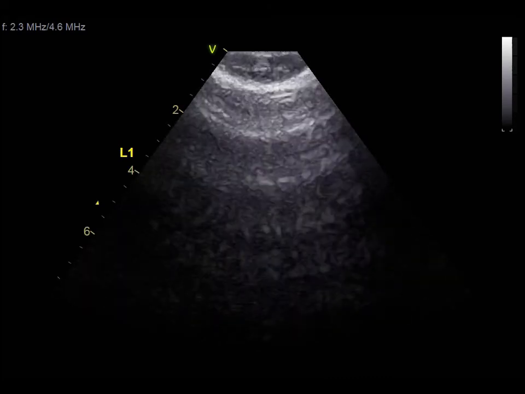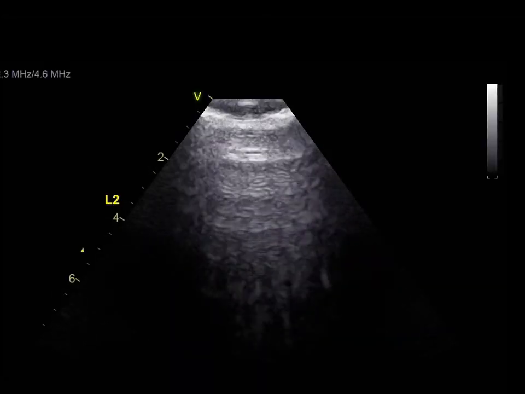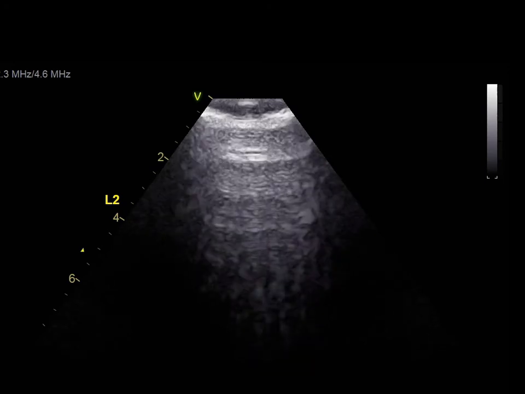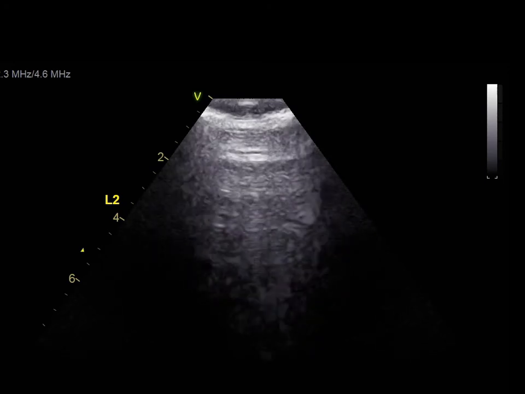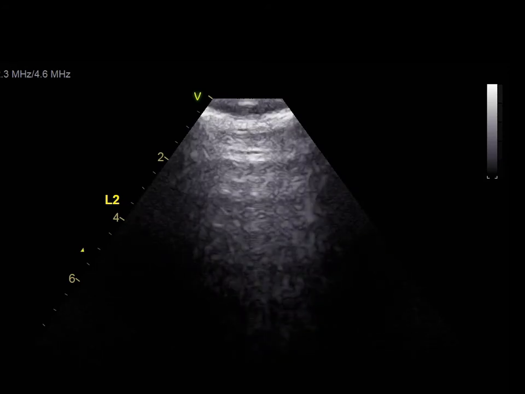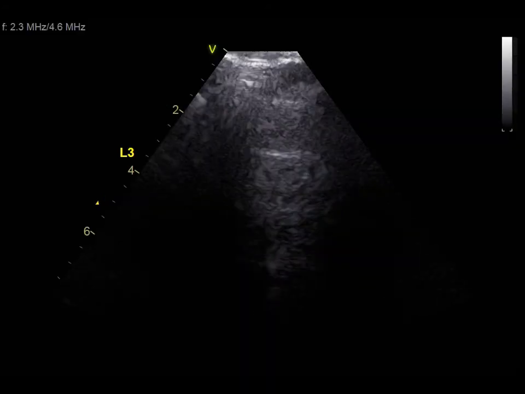L1, again very subtle, but there is some pleural sliding there. This is normal. L2, maybe one B line. If you really want to see a B line, there might be one there. And then L3 up in the armpit. This is largely normal. See how close his pleura is to the skin. It's like 0.5 centimeter, and that's his pleura already.